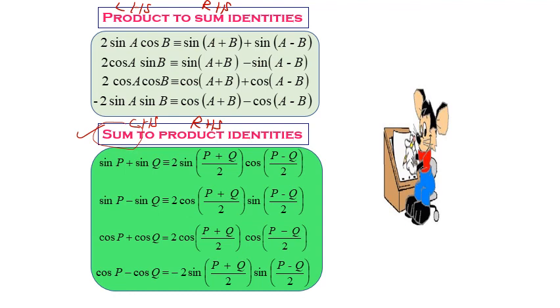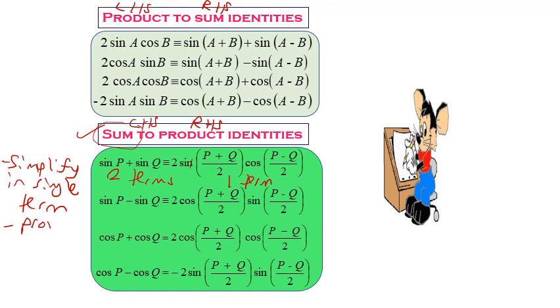This basically is to simplify in a single term. Okay, so as you can see, on the left side here, we have two terms. On the right hand side, we have one term only. Also we can say the usage for this one is mainly for proving.